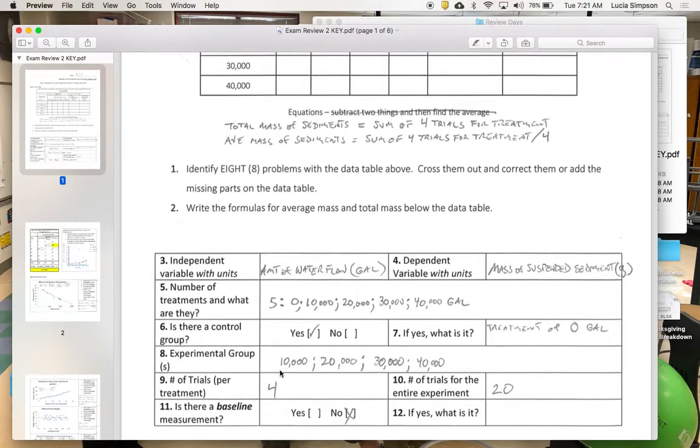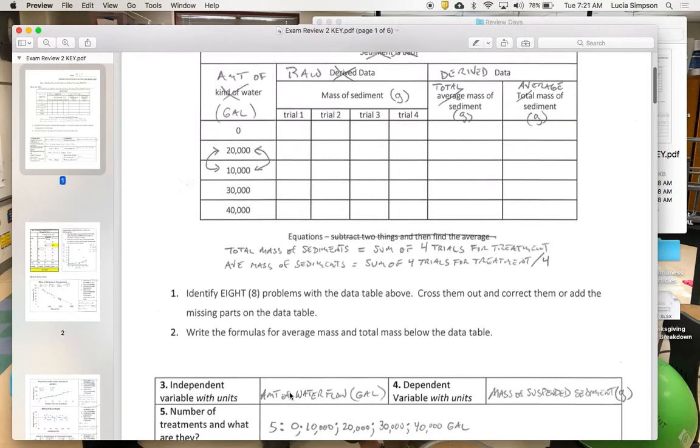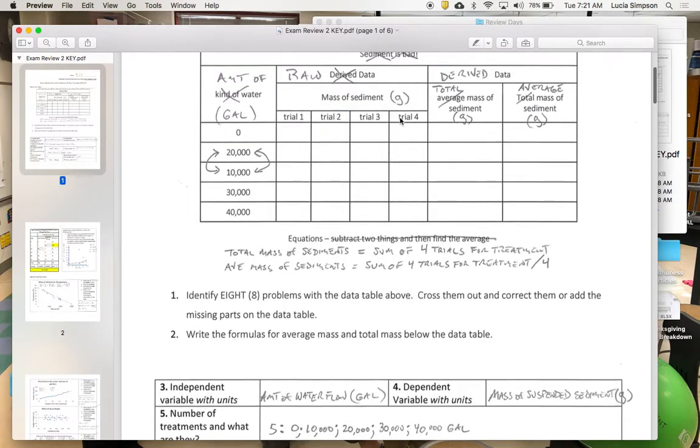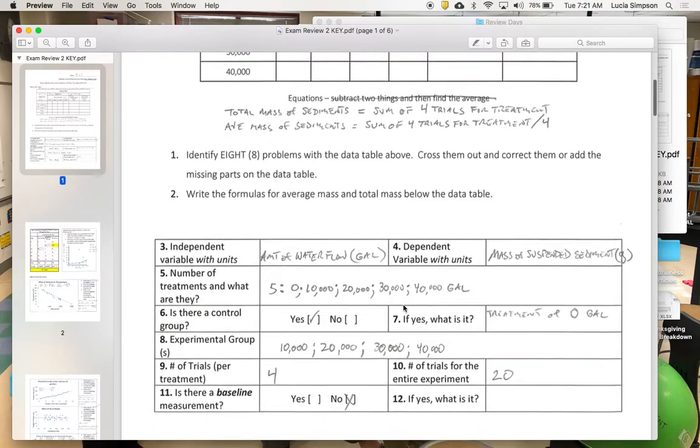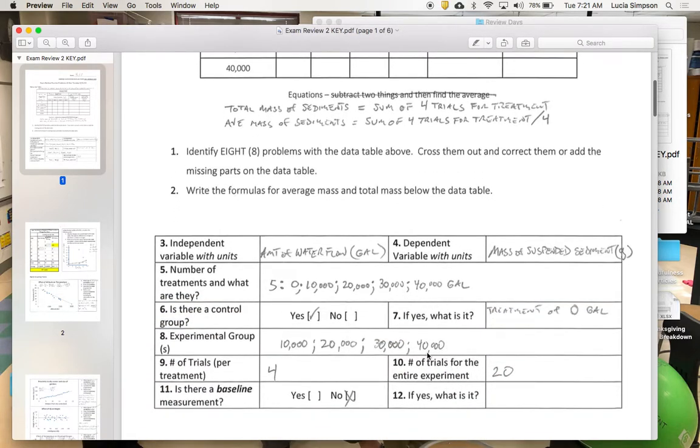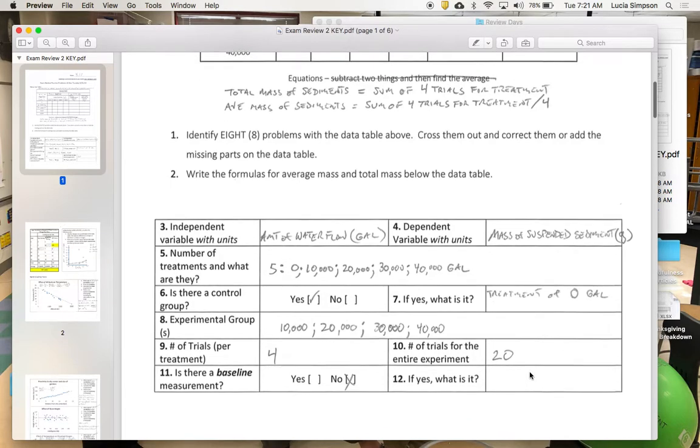In this situation, there are 4 trials. That should be pretty clear from the data table looking at trial 1, 2, 3, and 4. If we take the number of treatments that we have, which is 5, and multiply that by the number of trials, that will get us our answer for number 10, the number of trials for the entire experiment.